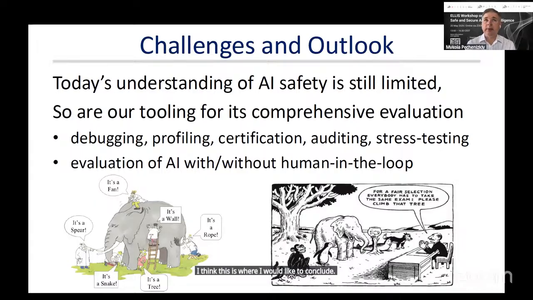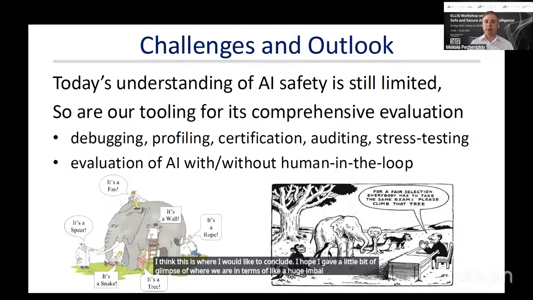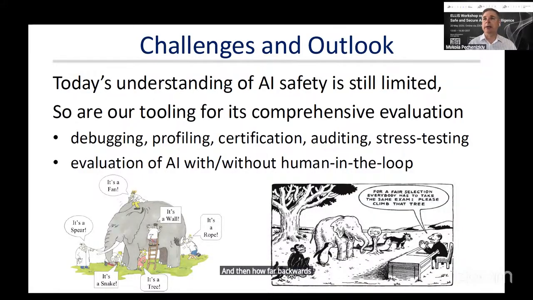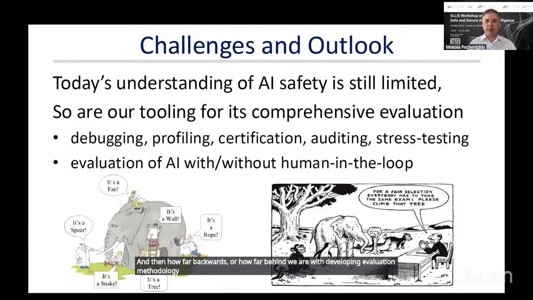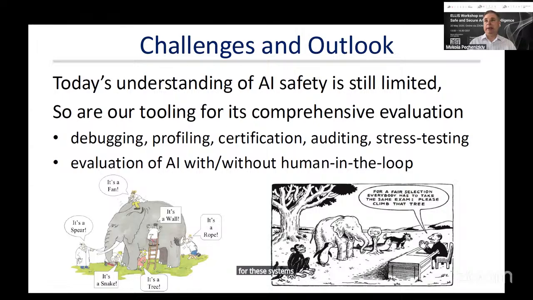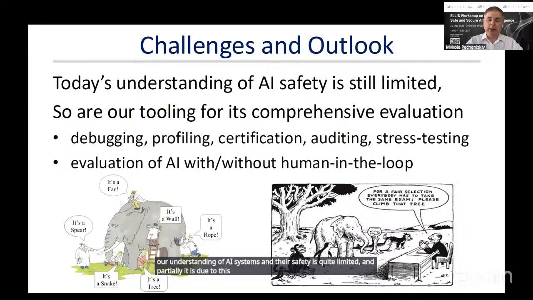So I think this is where I would like to conclude. I hope I gave a little bit of a glimpse of where we are in terms of a huge imbalance: how fast we move forward with developing novel AI approaches and AI-based systems, and how far behind we are with developing evaluation methodology for these systems. Consequently, our understanding of AI systems and their safety is quite limited, and partially it is due to this limited set of methods and tools for comprehensive evaluation.